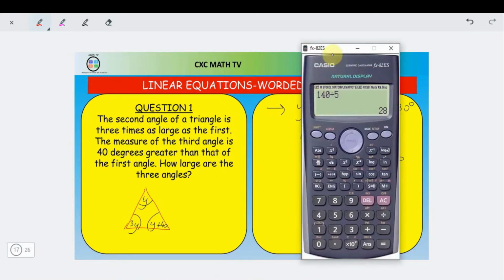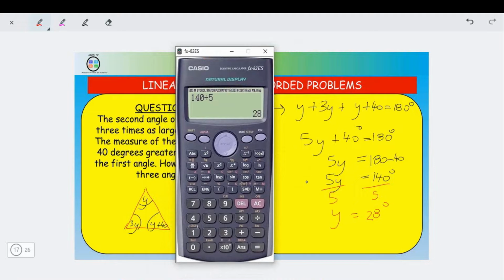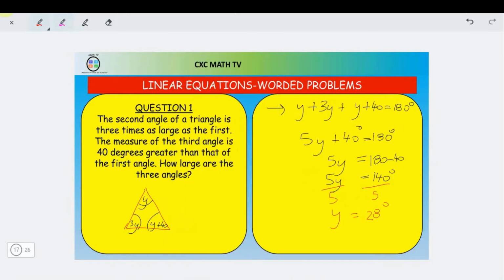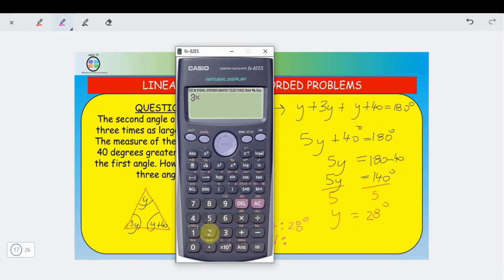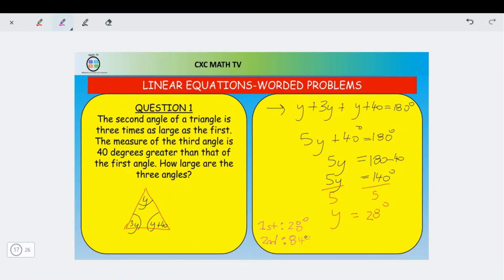Now, what did the question ask again? What are the three angles? So you tell them the three angles. The first angle is 28 degrees. The second angle is what? 3y. So you're going to give them 3 times your 28, and so the next angle is 84 degrees. And then finally, your third angle is given by y plus 40. And so 28 plus 40 is 68 degrees. And that's it. Easy. Nice.